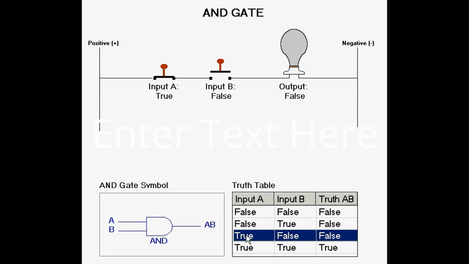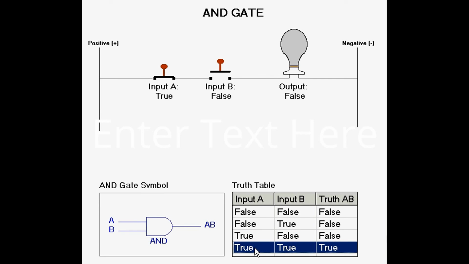Now the A input is true and the B input is false. The light bulb is still off, so the output is still false. But when both A and B are true, then the output is true. This is the only time that the output is true with the AND gate.